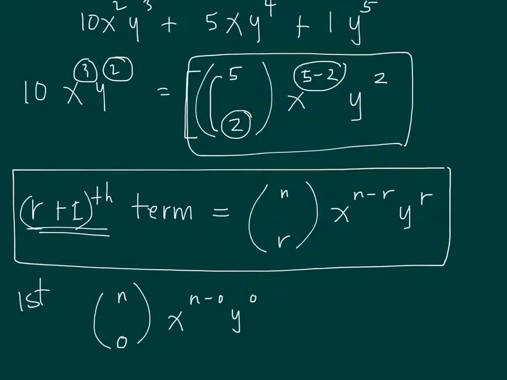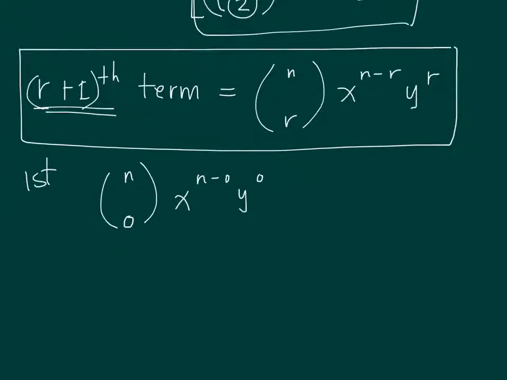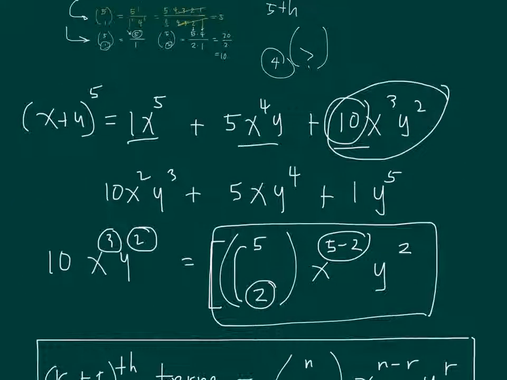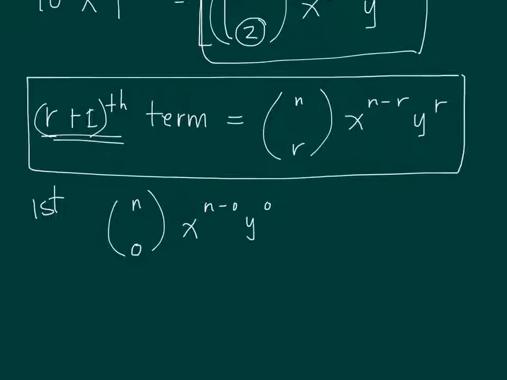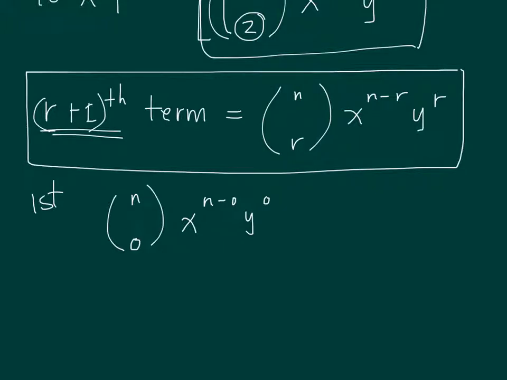Now let's apply this. Let's verify, rather. From here, we could see that the second term of (x + y)^5 is 5x^4y. Remember, we are expanding (x + y)^5. So this is the second term. Now the binomial theorem will validate this.